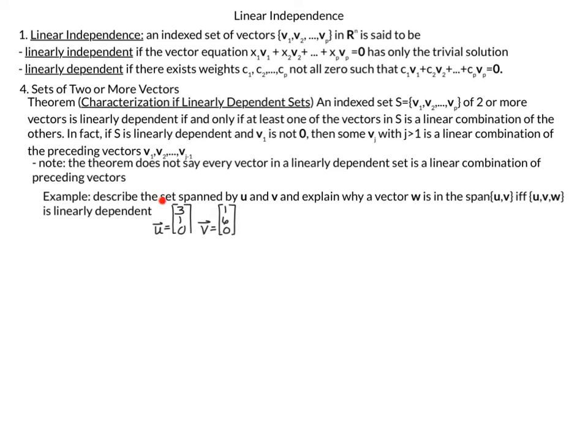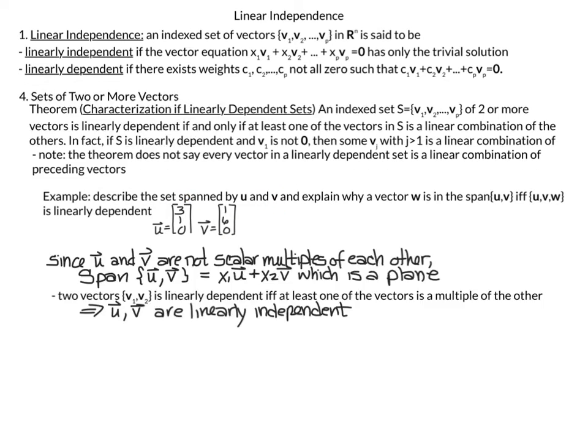Here's an example. Describe the set spanned by u and v, and explain why a vector w is in the span of u, v if and only if u, v, and w are linearly dependent. We have u equal to (3, 1, 0) and v equal to (1, 6, 0). We're going to start by describing the span of u and v. Since u and v are not scalar multiples of each other, the span of u, v is going to be a plane. I think we illustrated this in a previous video when we talked about span.